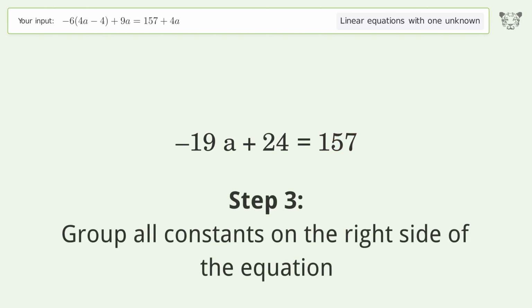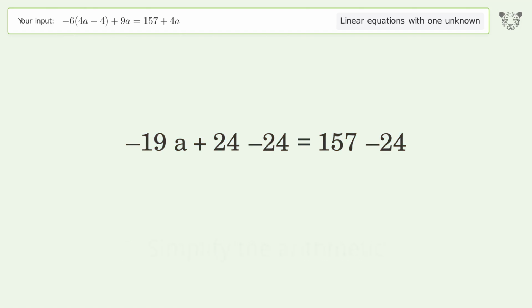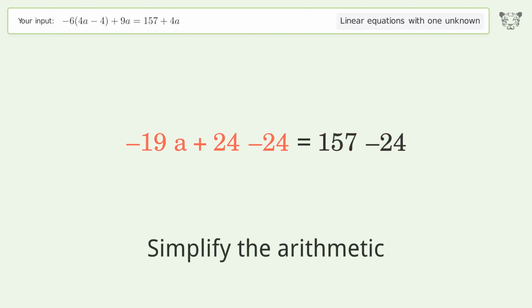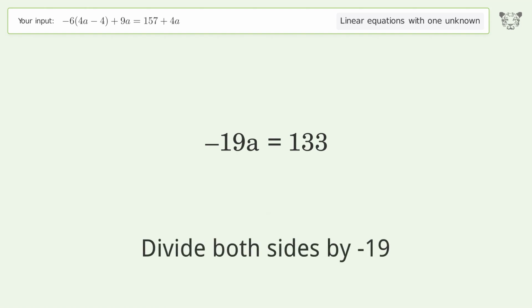Group all constants on the right side of the equation. Subtract 24 from both sides. Simplify the arithmetic. Isolate the a. Divide both sides by -19.